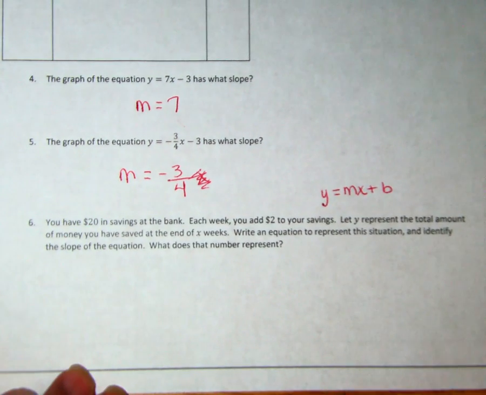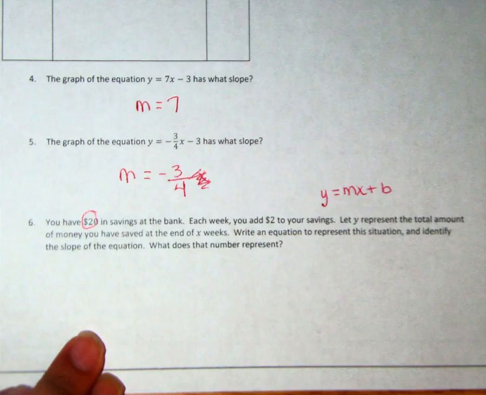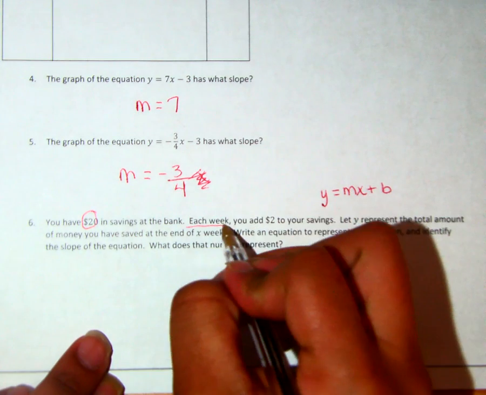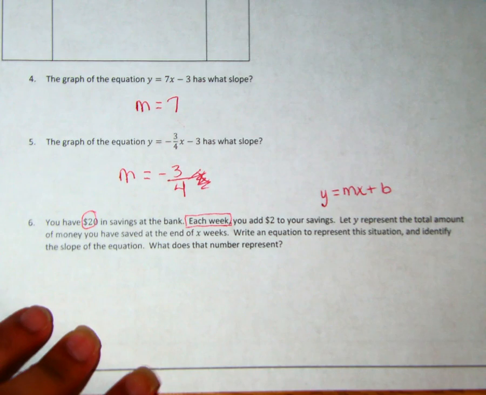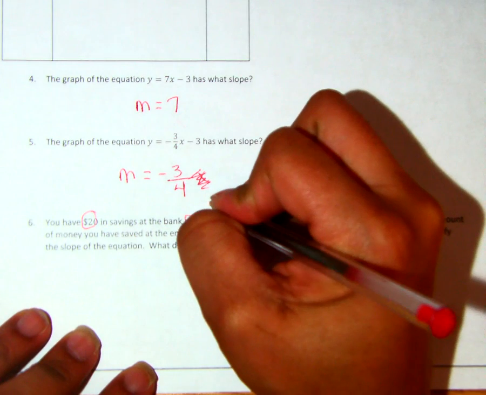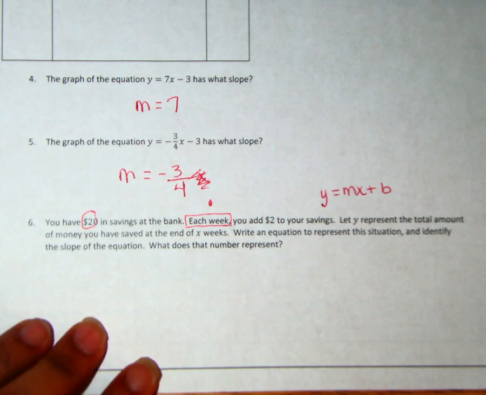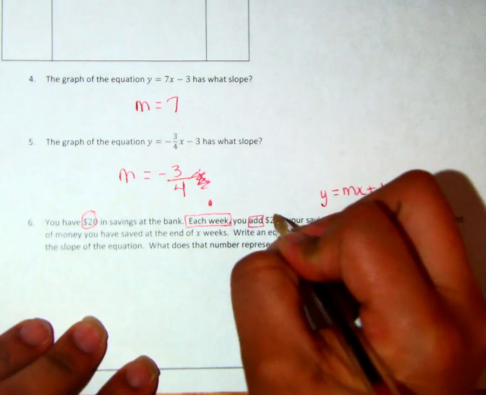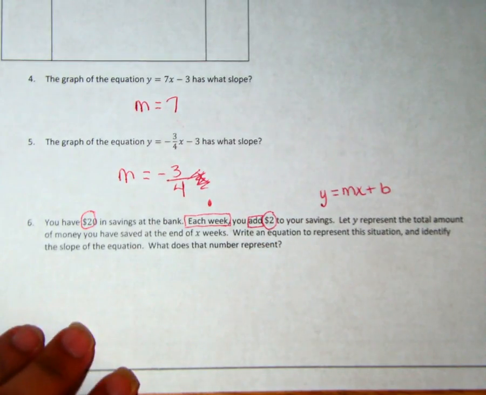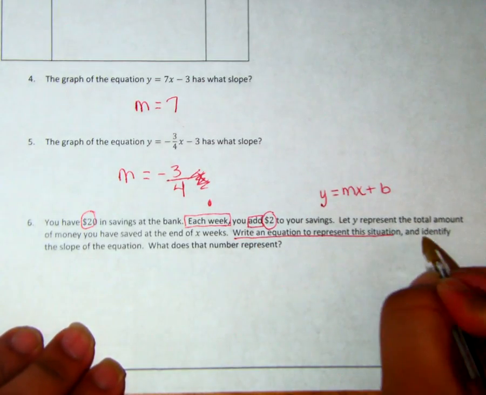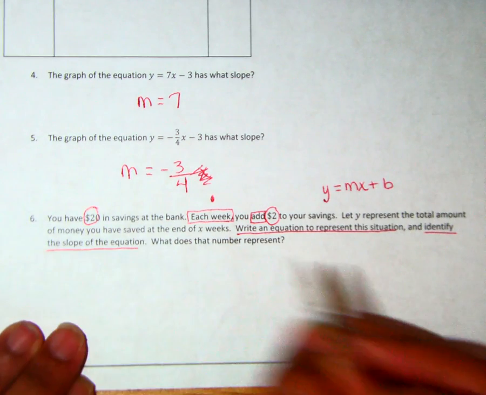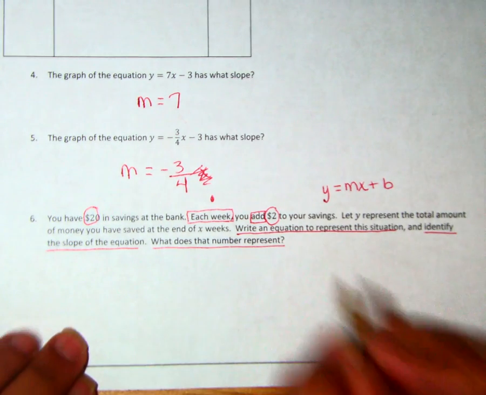Number 6 says you have $20 in savings in the bank. Each week, I know each week is going to be something because each is an operational word for multiplication. Each week you add $2 to your savings. Let Y represent the total amount of money you've saved at the end of X weeks. Write an equation to represent this situation and identify the slope of the equation. What does this number represent?